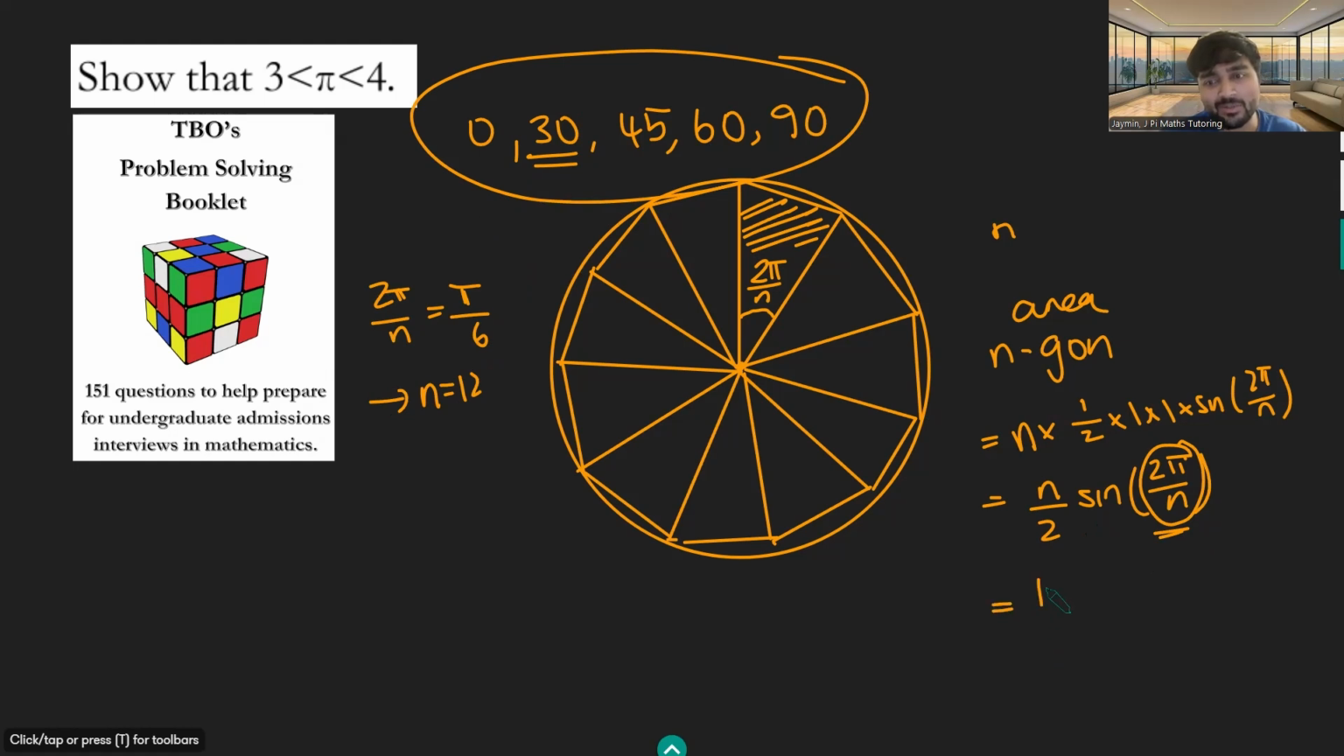Very conveniently, when n equals 12, this is just 12 over 2 times sine of 2 pi over 12, which is pi over 6, which we know is a half. And so this is going to be 12 over 2, which is 6, times a half, which is 3. So the area of a 12-gon, I don't even know what the name of a 12-gon is. Is it decagon, dodecagon, something like that? The area of it is 3, and obviously the circle is slightly bigger, and so pi is therefore bigger than 3. And that's how you prove that pi is between 3 and 4.